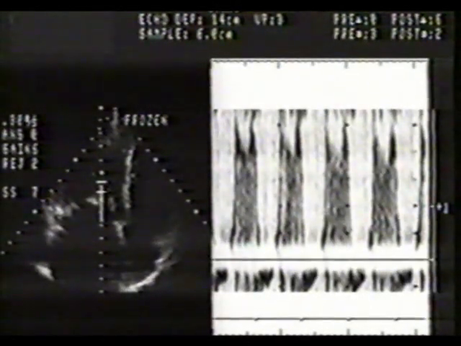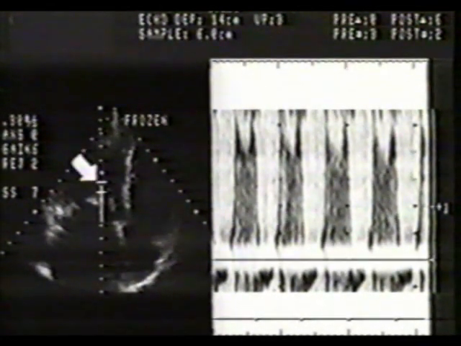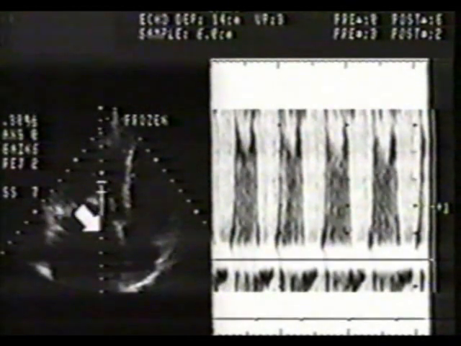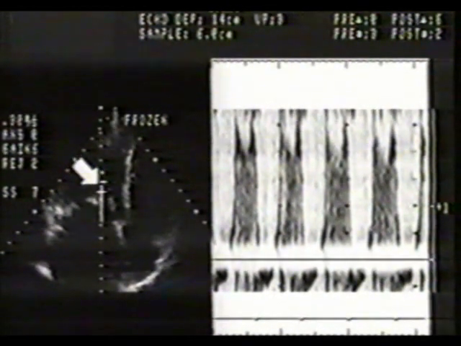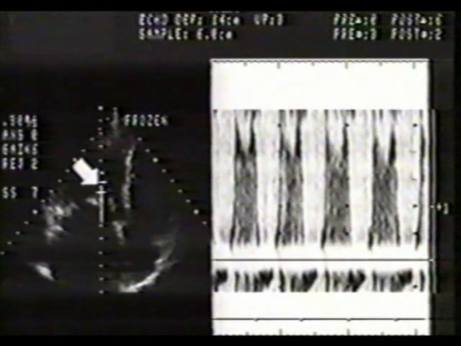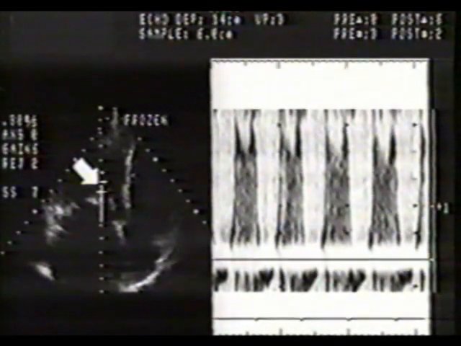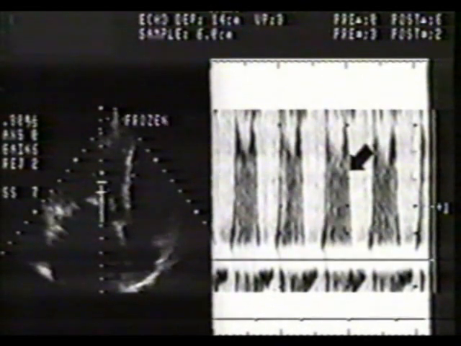Using the same apical four-chamber format, a Doppler cursor has been directed across the mitral orifice. The instrument has been set to the pulsed wave mode, and the sample volume has been positioned in the left ventricle near the mitral orifice. This is the resultant Doppler spectrum.